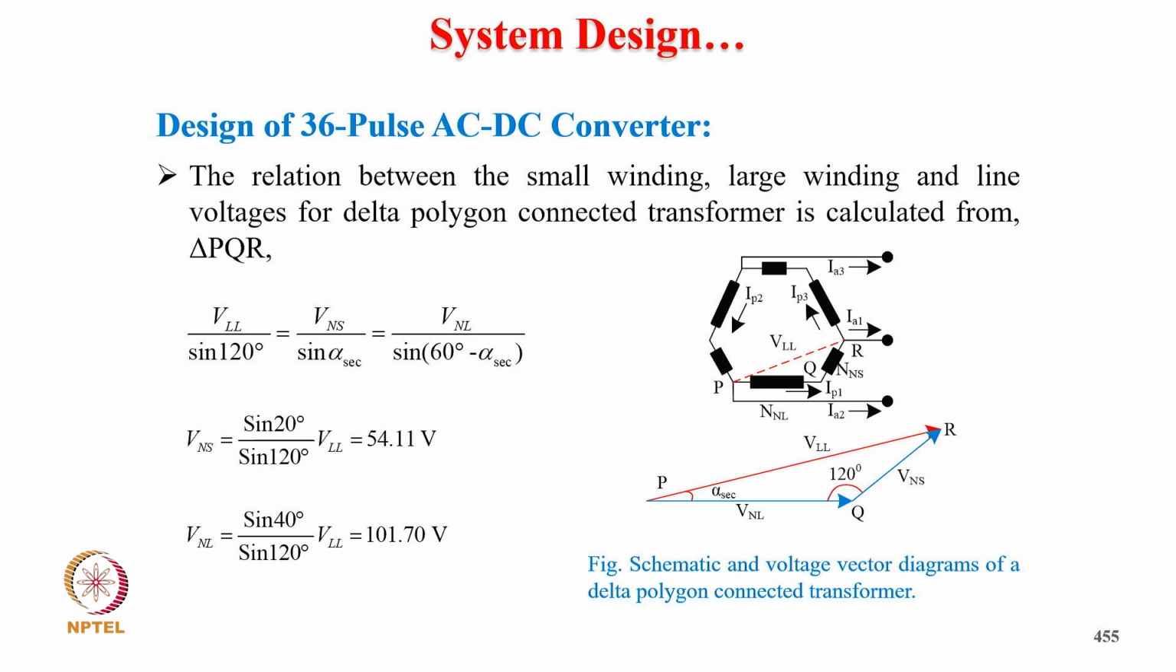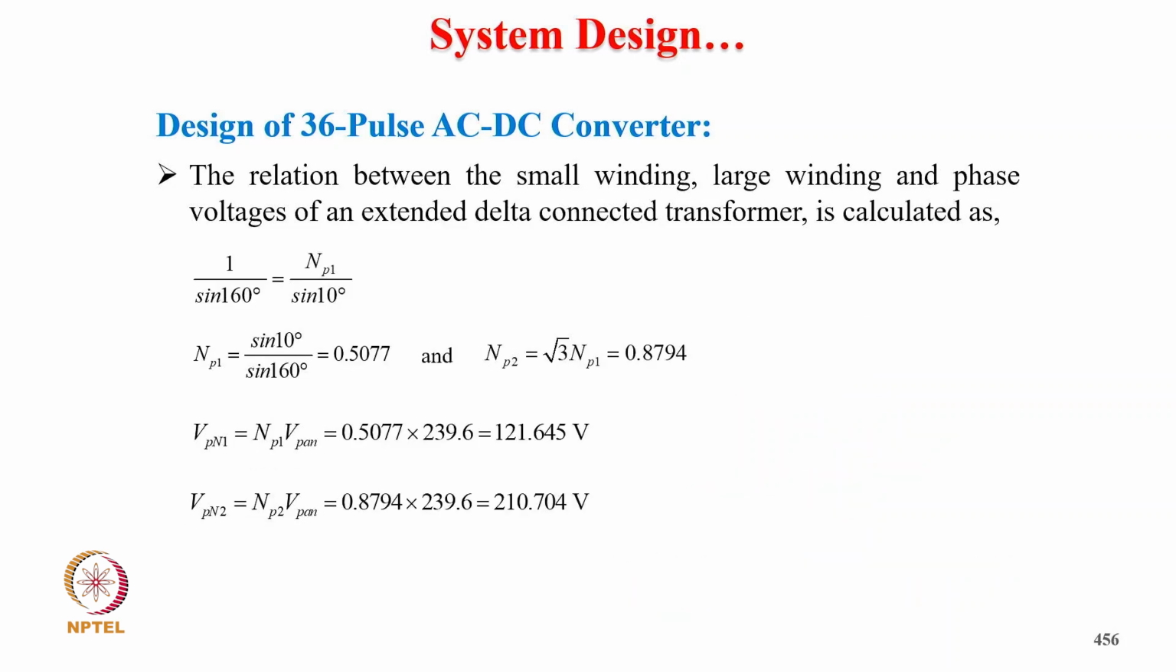that is 137 volt. And the relation between the small winding and large winding and line voltage is typically connected as VLL upon sine 120 equal to VNS upon sine alpha secondary equal to VNL upon sine (60 minus alpha secondary), and so VNS equal to sine 20 upon sine 120 into VLL, that is 54.11 volt, and VNL equal to sine 40 upon sine 120 into VLL, that is 101.7 volt. And these are typically the schematic and voltage phasor diagram of the delta polygon connected transformer.